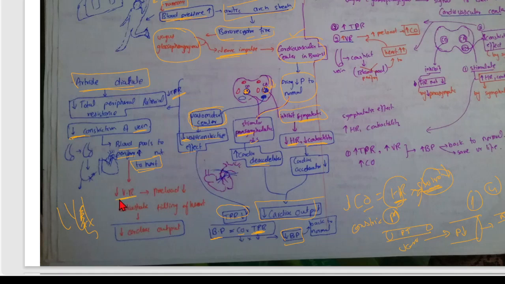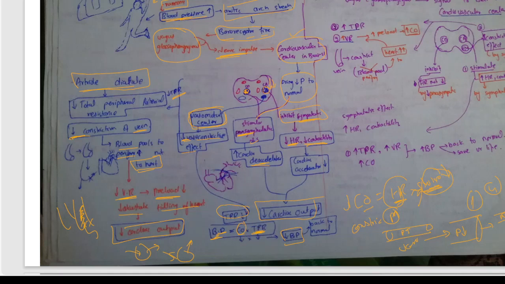So if the venous return decreases, preload decreases. For example, if less blood comes in, less blood moves out, so the diastolic filling of the heart decreases, and cardiac output is decreased. If less blood moves in, less blood moves out, so the cardiac output is decreased. If the cardiac output is decreased, the blood pressure decreases. Okay, so this is the vasomotor center.